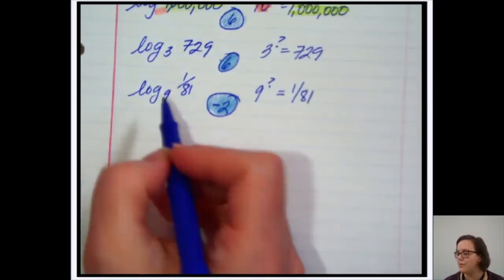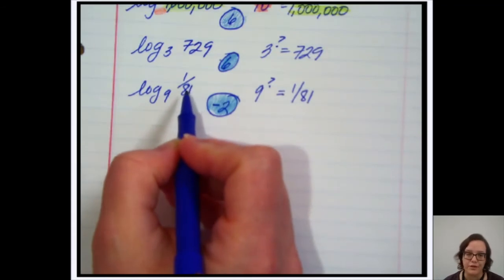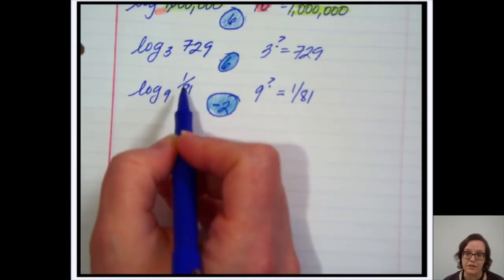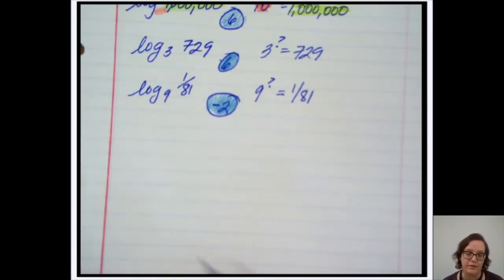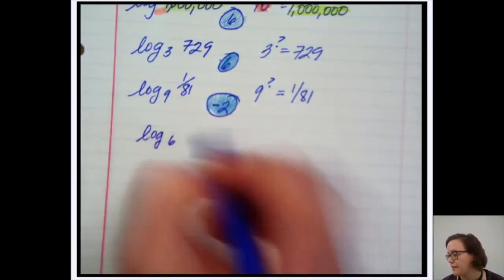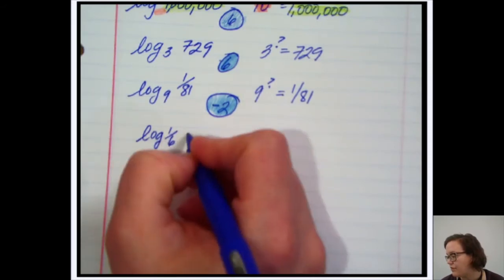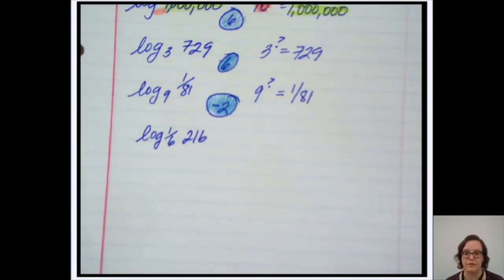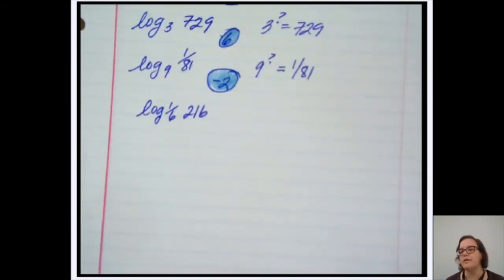Or in this case, we went from a big number to a smaller number, right, from 9 to a fraction, and so we do know a negative has to be involved. Okay, so what about log base 1/6 of 216? We might not be very comfortable with 1/6, but go look at your sixes.